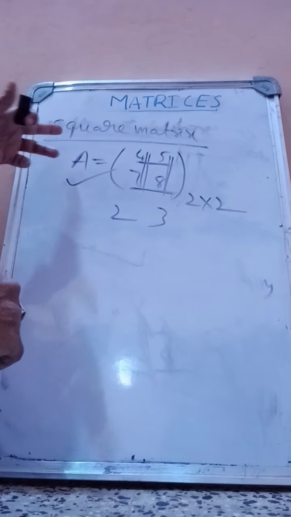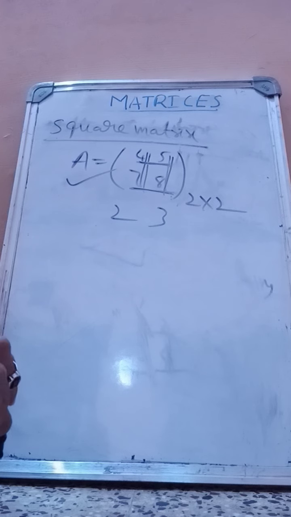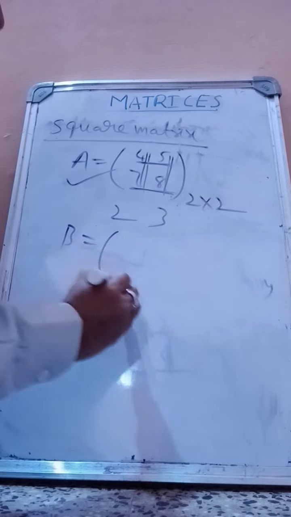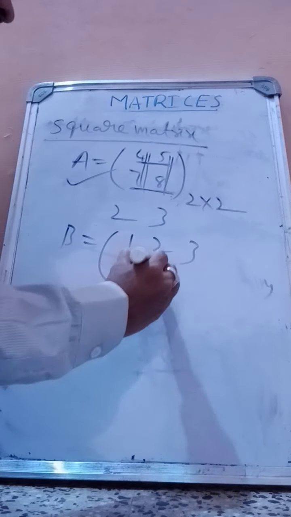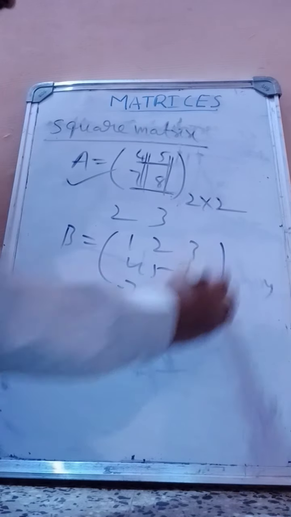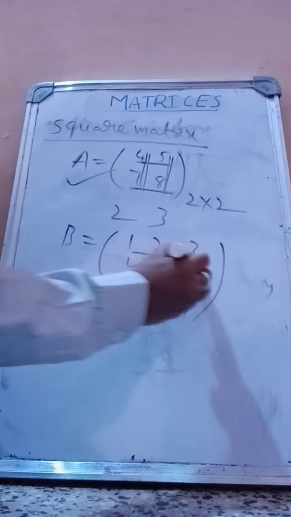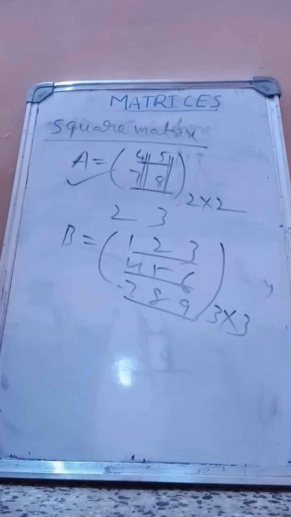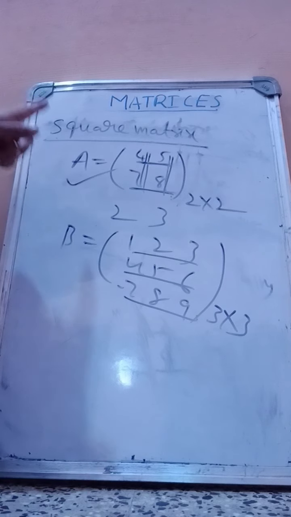A square matrix is a matrix in which the number of rows is equal to the number of columns. This is a 2 by 2 square matrix. Let us consider another, a 3 by 3 square matrix. Why 3 by 3? Because 3 rows are there and 3 columns are there. Using the square matrix we will discuss one important concept.